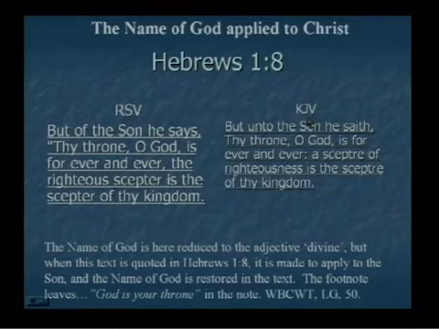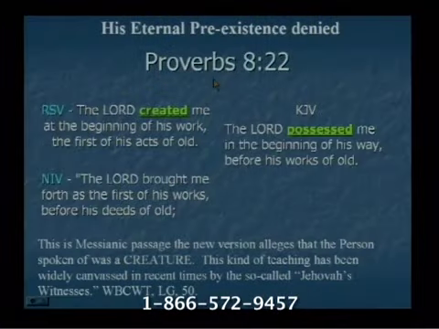So where did they change it? They changed it in the Psalms so that Jesus wouldn't have it applied to him. Now, this gets pretty serious. Proverbs chapter 8, verse 22.